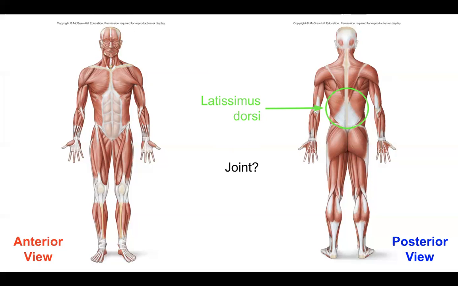The next question that I have for you is what joint does the latissimus dorsi move? So just like with the pectoralis major, I want you to figure out where it attaches to. So we can see that it attaches right here to the vertebrae as well as the sacrum. And then it comes up here and attaches to the humerus. So what joint is found in between those two places, and therefore would be the one that moves? Go ahead and answer this question now.